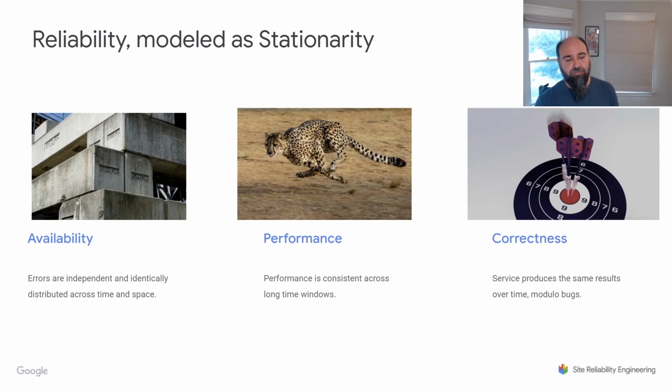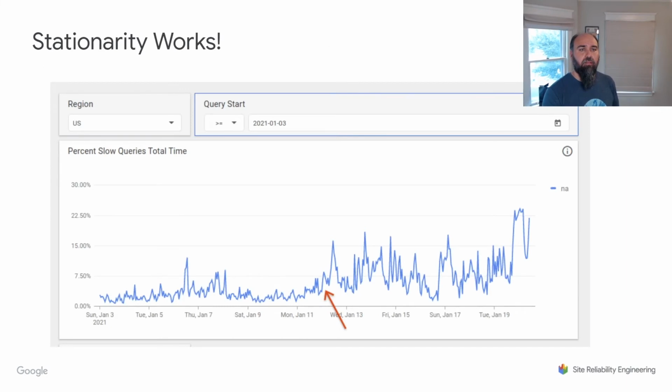If you think about that in terms of availability, that means how often they're seeing errors. If you think about that in terms of performance, that means how fast or expensive are their workloads. And if you think about that in terms of correctness, you just want to make sure that they're getting the same thing over time. So the good news here is that stationarity works.